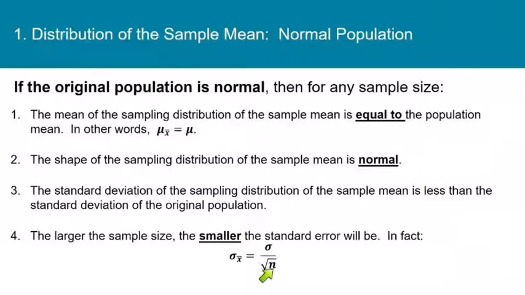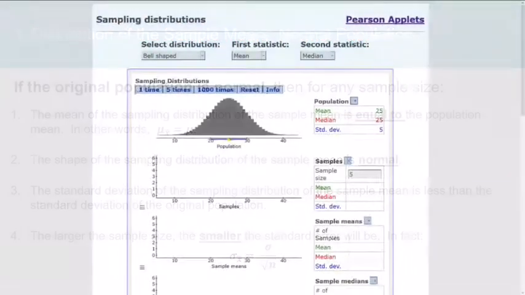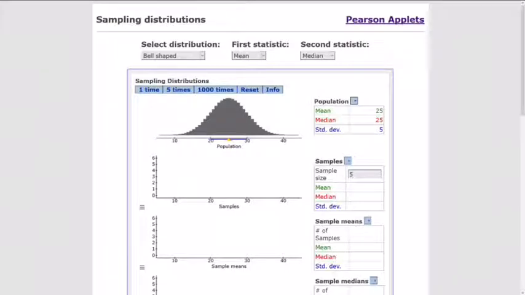So the larger n is, the smaller this quotient is, and therefore the smaller the standard error is. Now what I would like to do is use an applet that comes with your book. You can access this applet yourself if you would like to. It's under Tools for Success.